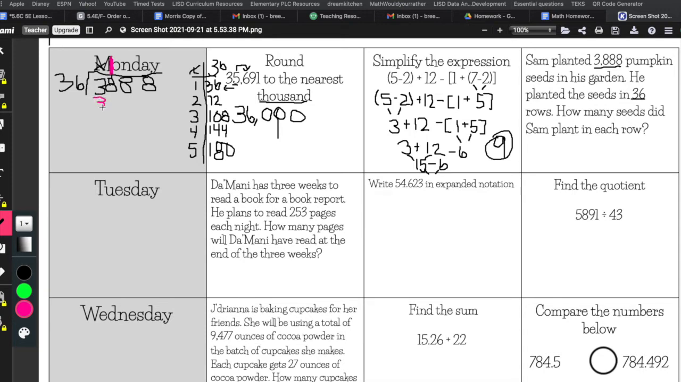Okay, $36 from the bank. 38 minus 36 is 2. Okay. We bring down our next digit.